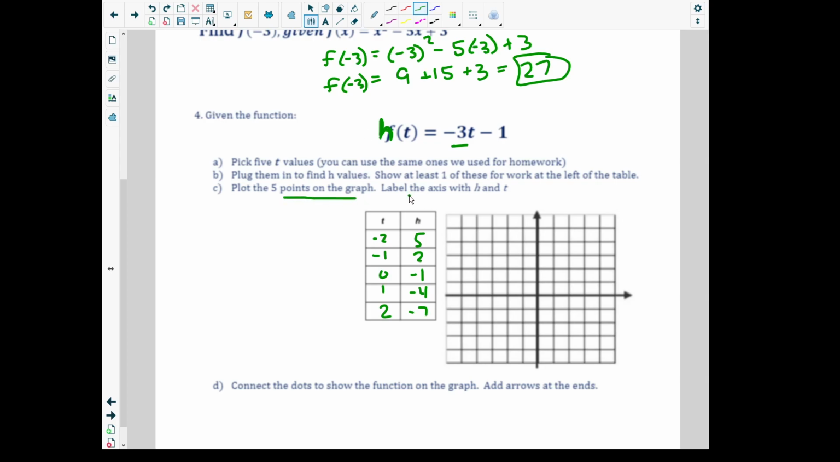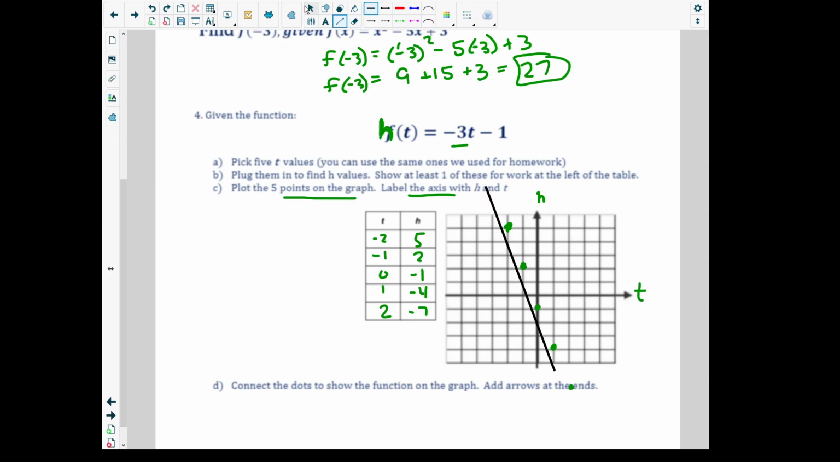Plot the 5 points on the graph, label the axes with h and t. So this would be h, of course, or h of t, and this is t. All right, so negative 2, 5 is here. Negative 1, 2 is here. 0, negative 1 is here. 1, negative 4 is here. And 2, negative 7 is actually off the screen. That's 5, 6, 7. So we're going to approximate it. But you can see that if I connect these all together, I'm going to get a nice line.